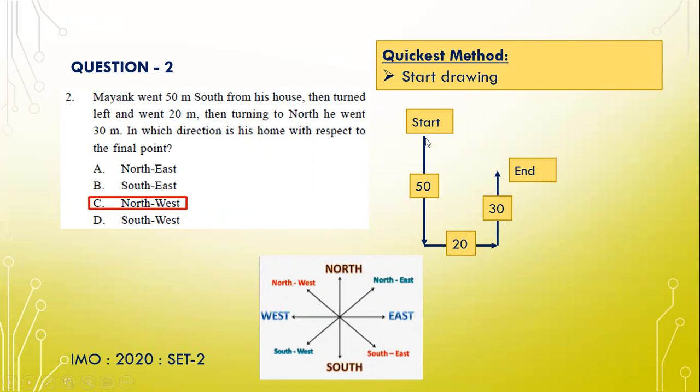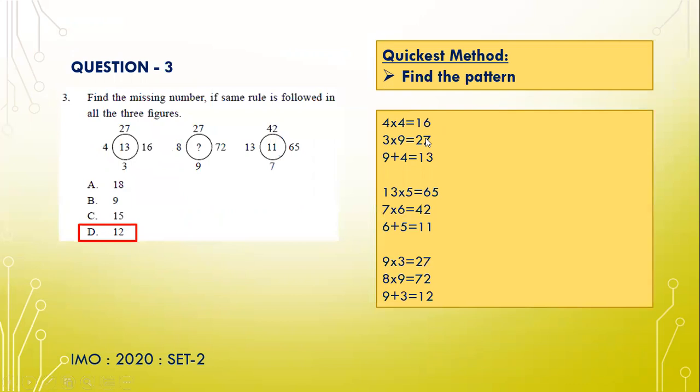Find the missing number if the same rule is followed in all the three figures. So what is the pattern? This is also a very good question. 4 fours are 16 and 3 nines are 27, and 9 plus 4 is 13.